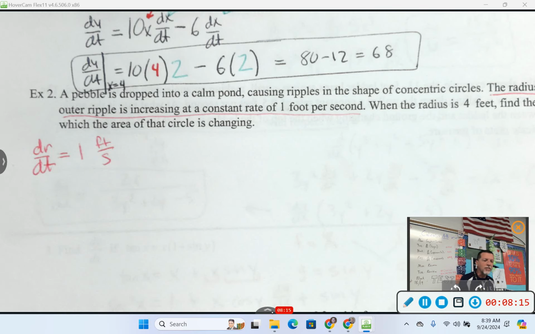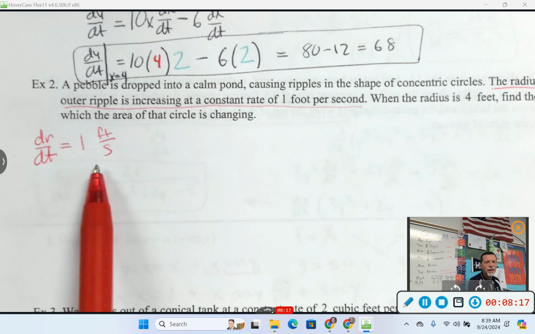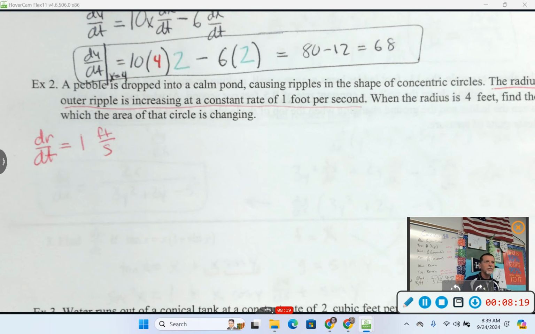Again, be careful with units. The units can help. You can't say the radius is 1 foot per second because radii don't have units of feet per second.